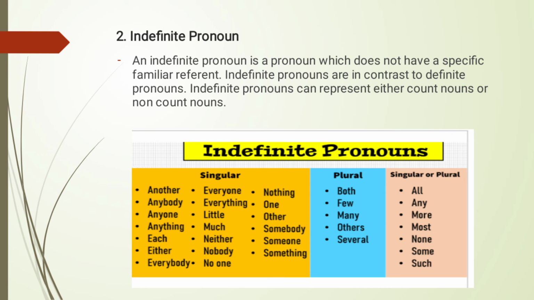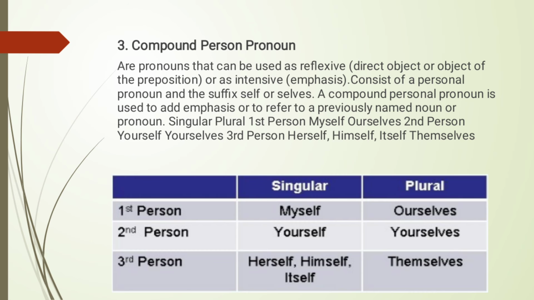And now, let's move on to the third classification of pronoun. The third classification of pronoun is the compound personal pronoun. Compound personal pronouns are pronouns that can be used as reflexive or direct object or object of the preposition or as intensive or emphasis, consisting of a personal pronoun and the suffix self or selves. A compound personal pronoun is used to add emphasis or to refer to a previously named noun or pronoun.